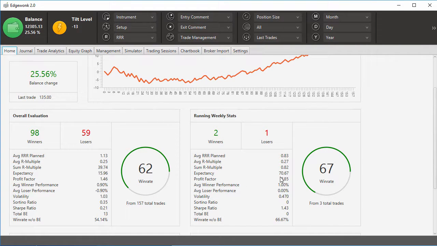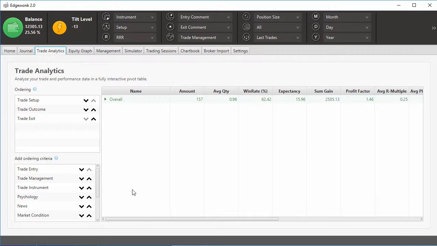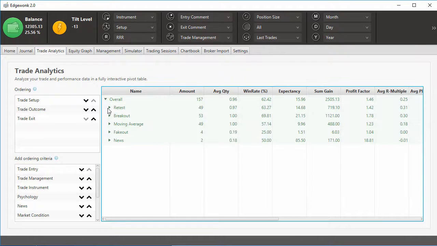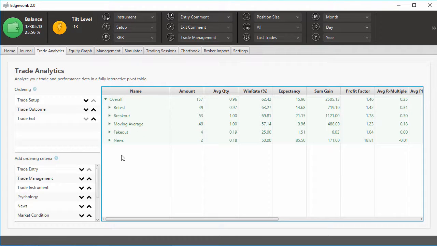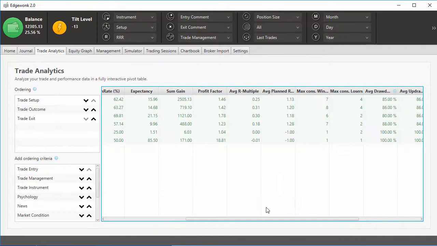And here expectancy you can also get in your home tab, expectancy for your overall trading, and here also for your running weekly stats, which is very important. And then here under trade analytics, which is a very detailed breakdown of your trading performance. And here you can analyze your performance based on your personal and individual trading setups or strategies. You get a very nice breakdown with lots of statistics here. Again, you find the reward to risk ratio and the R multiple here.